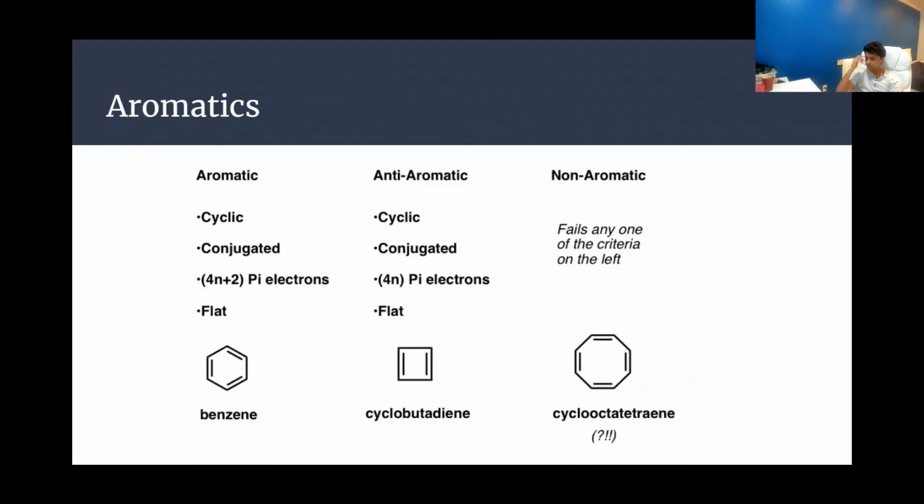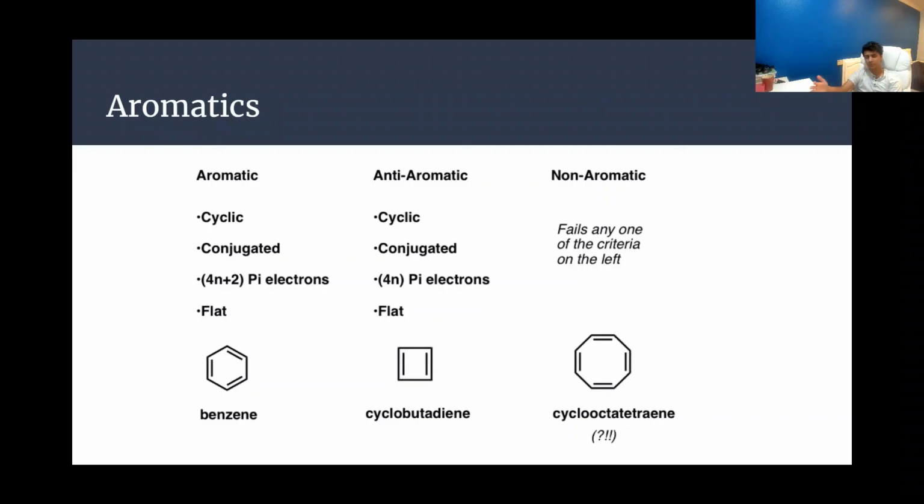Aromatics, right? So this is basically the criteria for aromaticity. What is an aromatic? Aromatics are highly stable compounds, and the criteria are that it has to be cyclic, it has to have a conjugated system of pi orbitals and pi electrons, there must be 4n plus 2 pi electrons, and it must be flat. So you can count the number of pi electrons, and if the criteria are satisfied, then it is aromatic.